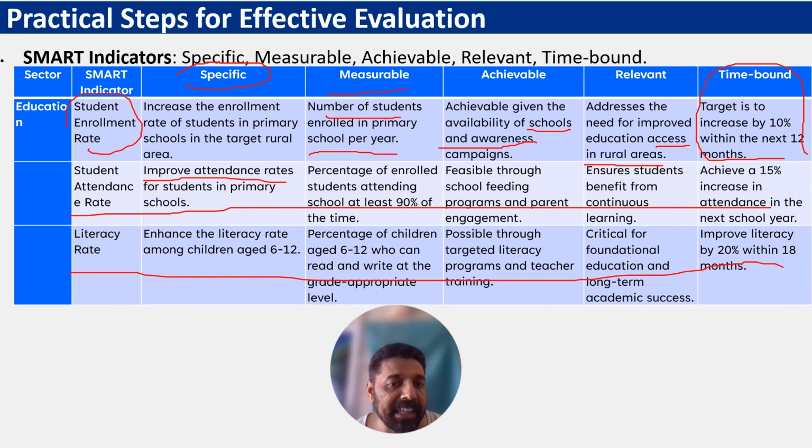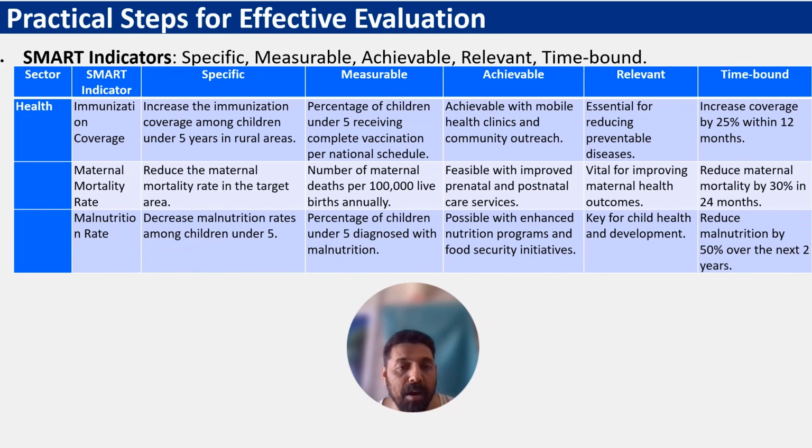Enhance the literacy rate among children age 6 to 12. Everything is specified. So such type of SMART indicators we need to develop for our projects. This was an example from education. This example is now from the health sector.